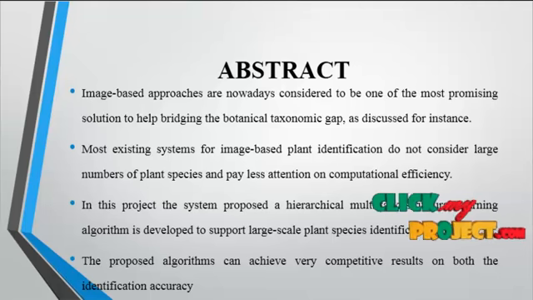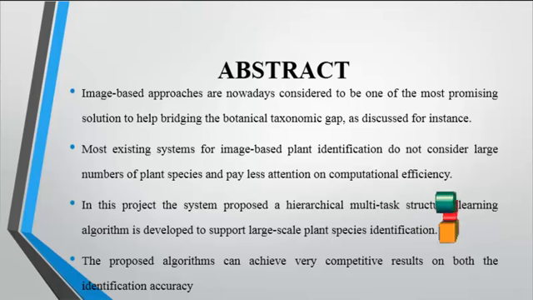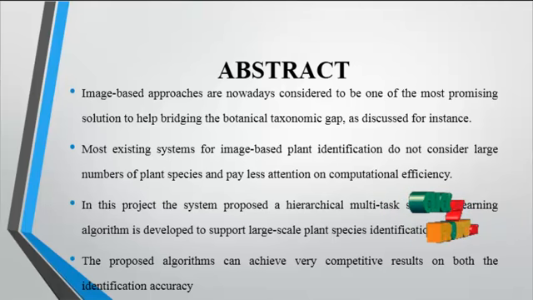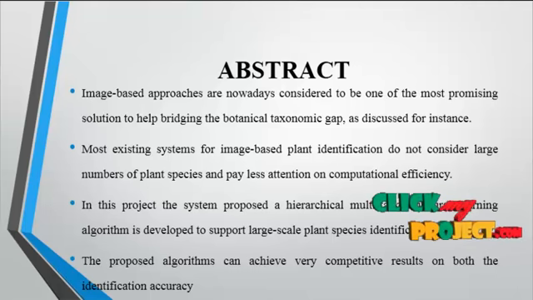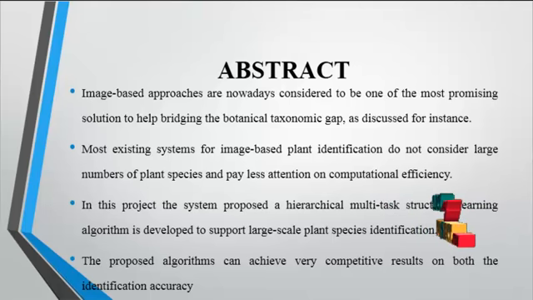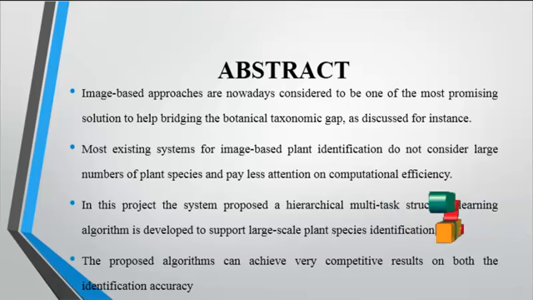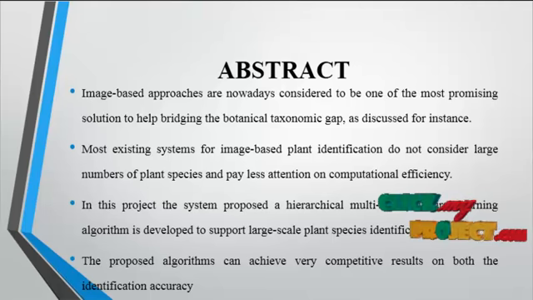Image-based approaches are nowadays considered to be one of the most promising solutions to help bridge the botanical taxonomic gap, as discussed. For instance, most existing systems for image-based plant identification do not consider a large number of plant species and pay less attention to computational efficiency. In this project, a hierarchical multitask structural learning algorithm is developed to support large-scale plant species identification. The proposed algorithm can achieve very competitive results on identification accuracy.